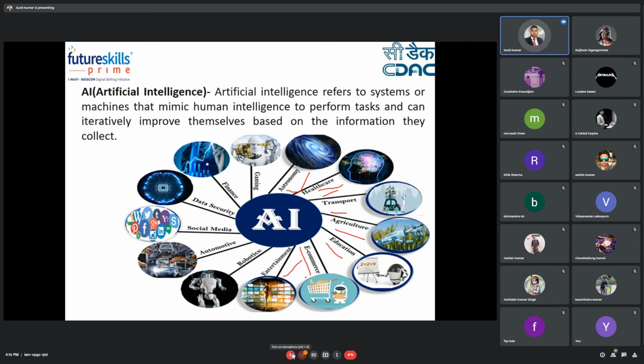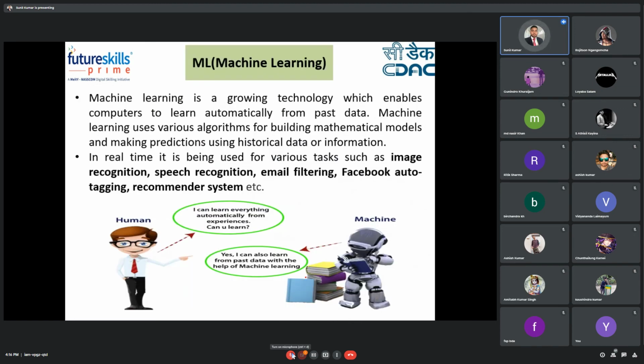Artificial intelligence is not limited, it's a very vast and very big area. I'm just explaining a little bit so that you have the concept and an idea about artificial intelligence. Now, machine learning. What is the meaning of machine learning?